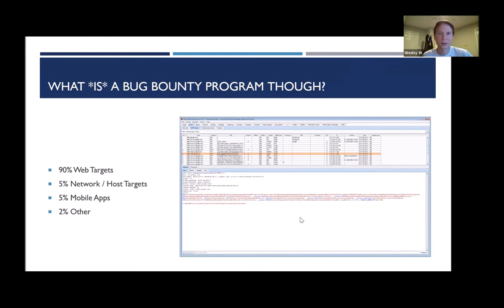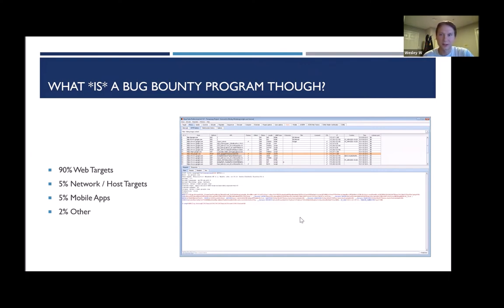So bug bounty programs, as a technical definition, it's a bug and a reward, you've got a bug bounty. In practice, on all three of the big sites, HackerOne, BugCrowd, Synack, 90% of the targets that they have available for bug bounties are going to be websites, web applications, web-based stuff.